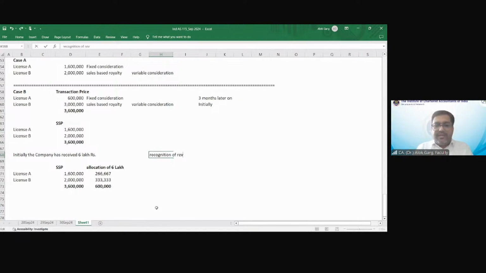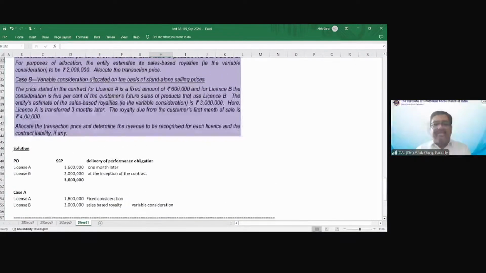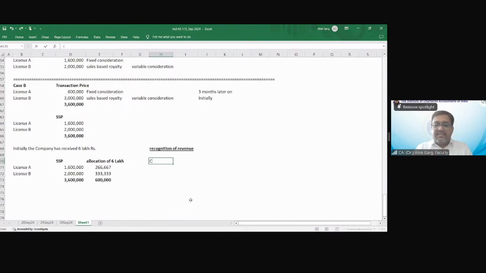How much revenue is going to be recognized? The entity has only delivered the performance obligation of license B. So how much revenue needs to be recognized? Tell me. The entity has received 6 lakh. The price stated in the contract for license A is a fixed amount. The entity estimates the sales based royalty. So let's say the price the entity has not received, for example. So in that case, customer account debit to revenue from sale of license B.